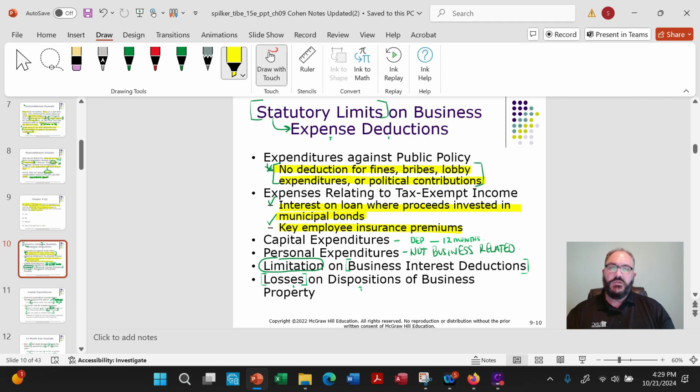Now, capital expenditures, those are put on your balance sheet and they're depreciated. Personal expenditures are not business related, so they can't be on there. And there is a limitation on business interest deductions, and again, it depends on whether it's a small business or a large business. And then there is a loss limitation on business dispositions of property. So if you lost money on a property.